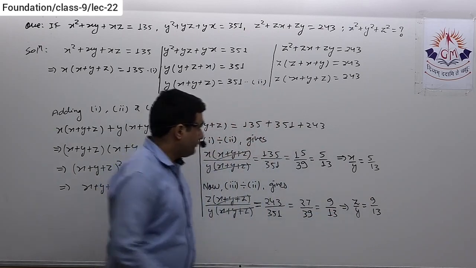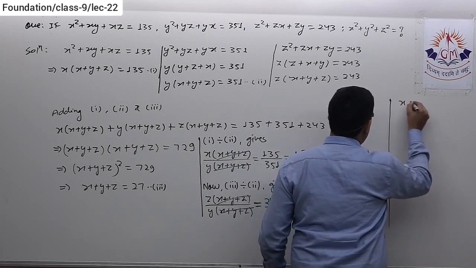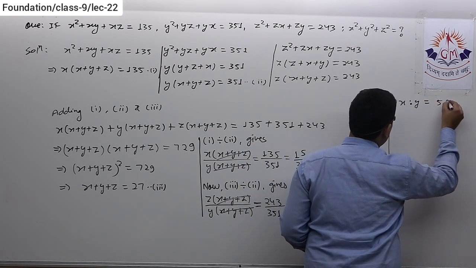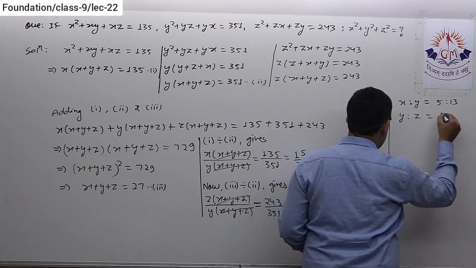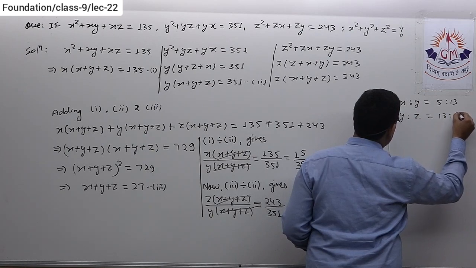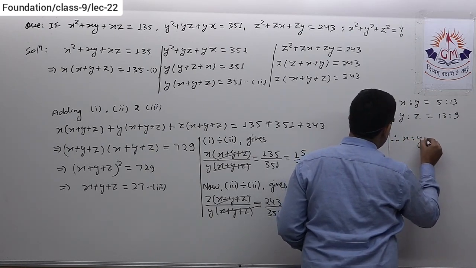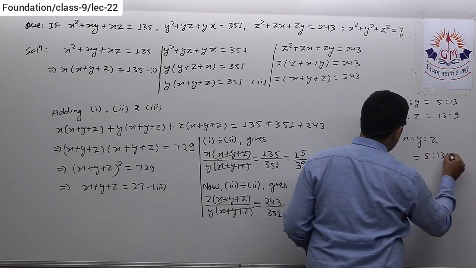Ultimately, let me explain over here. I have x is to y is equal to 5 is to 13, and then y is to z is 13 is to 9. By these two, I can say x is to y is to z is equal to 5 is to 13 is to 9.